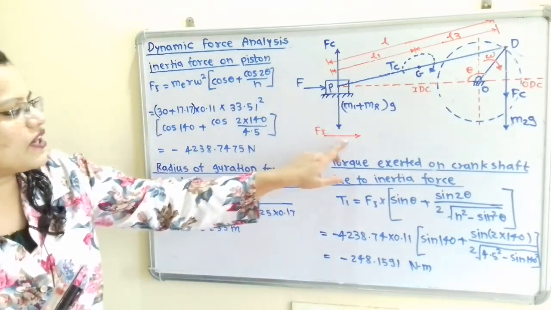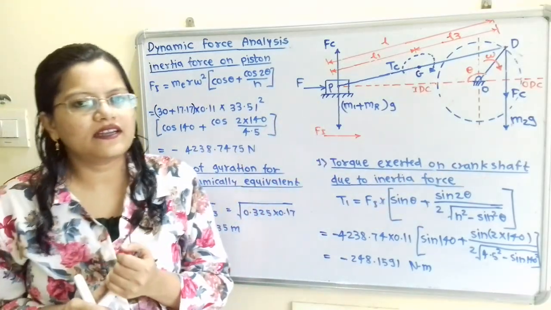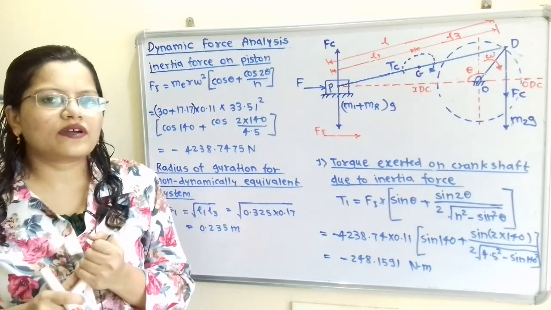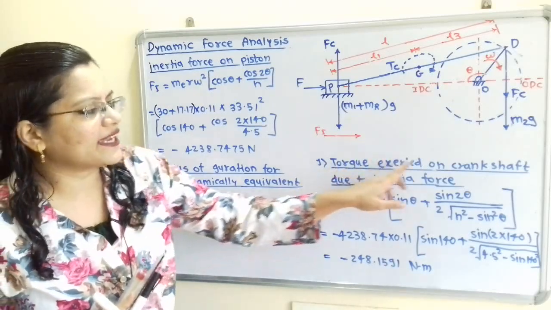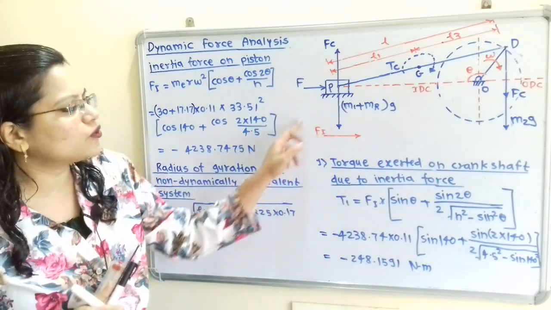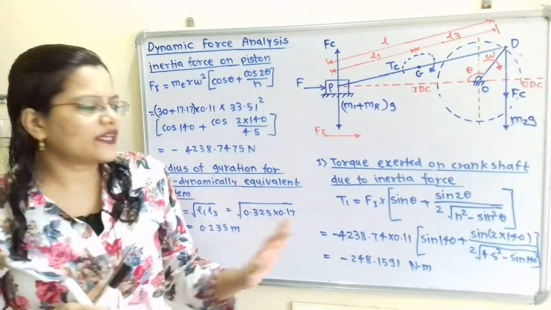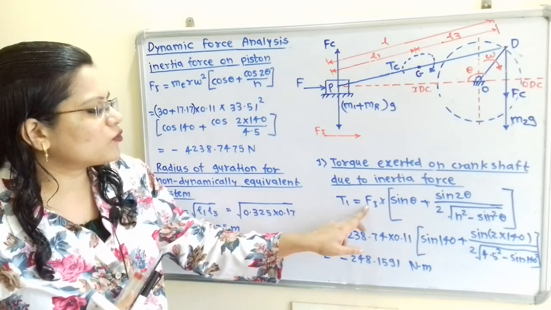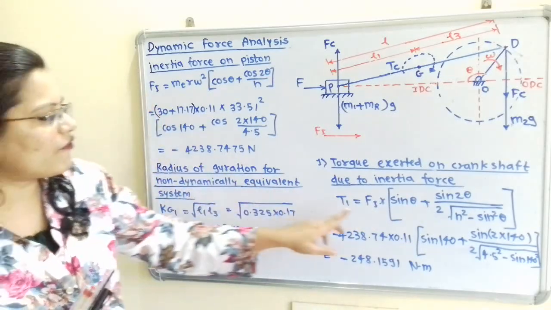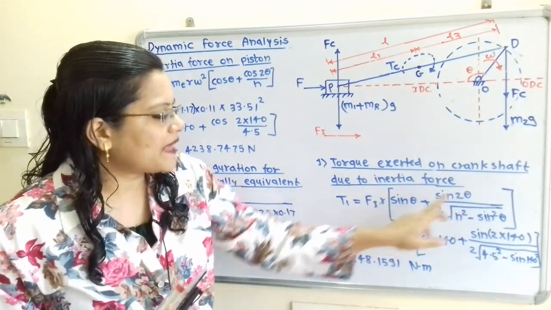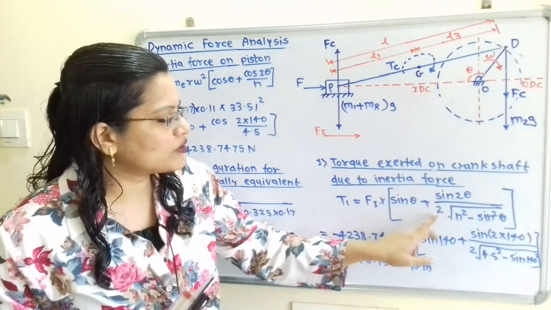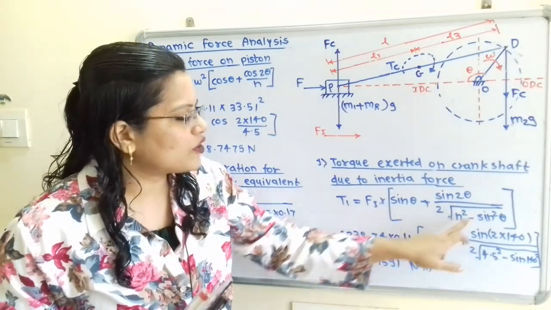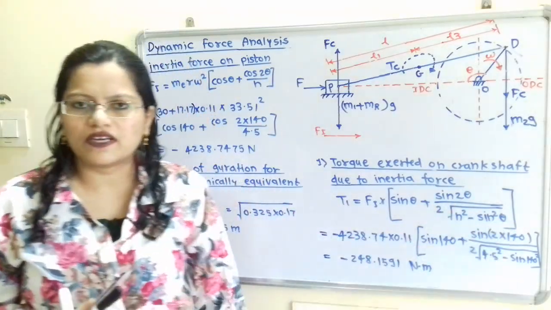So here inertia force we have calculated, and now we have to find out what is the torque exerted on crankshaft due to this inertia force. So here is the formula. So this torque we will call T1 is equal to Fi, that is inertia force, into R in bracket sin theta plus sin of 2 theta divided by 2 under root of n square minus sin square theta.